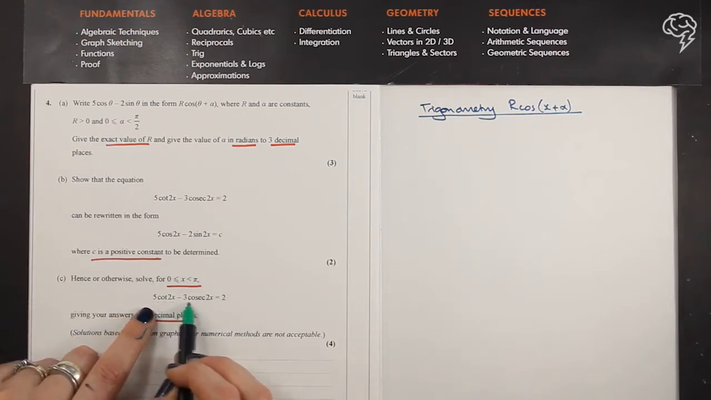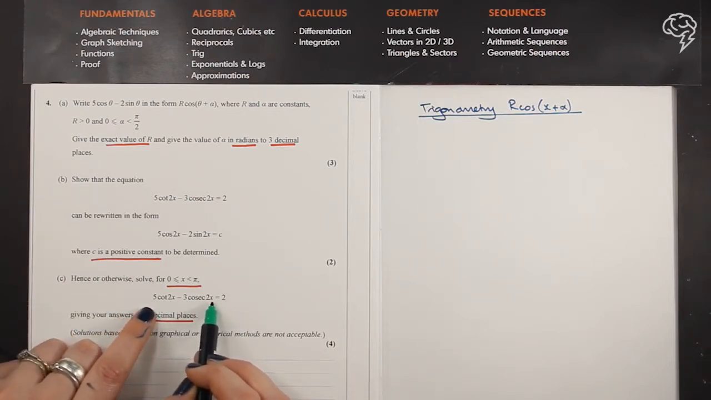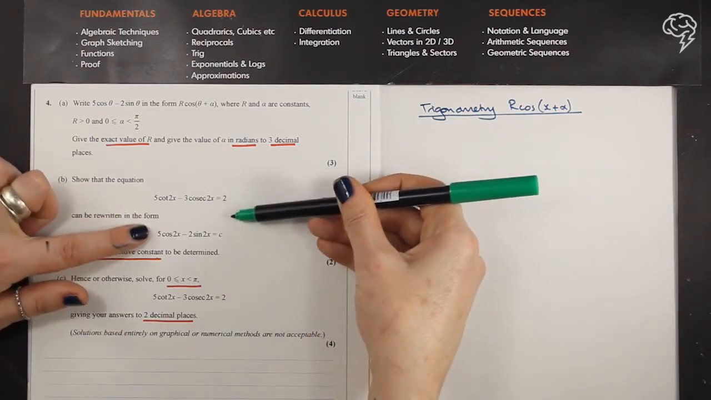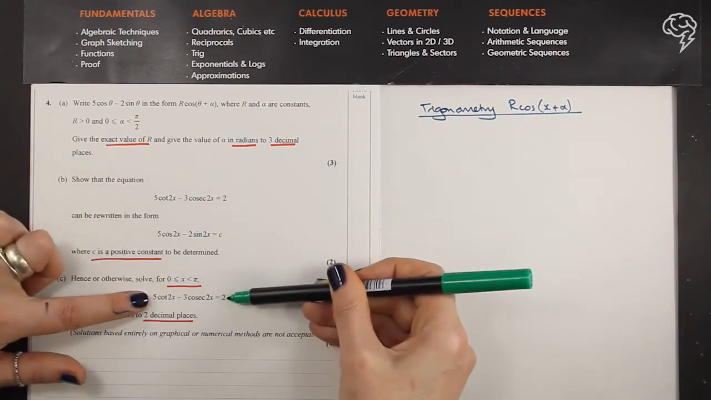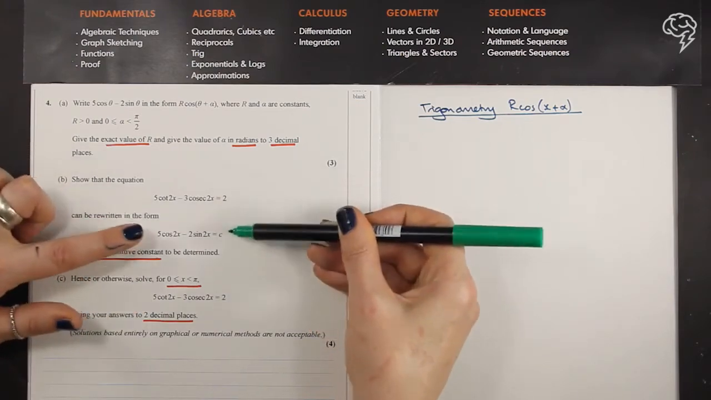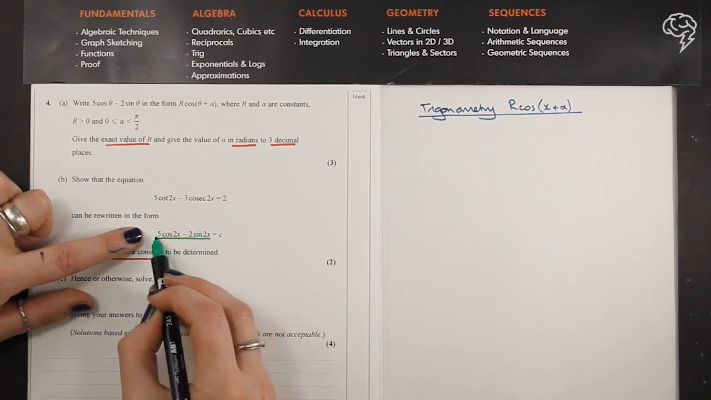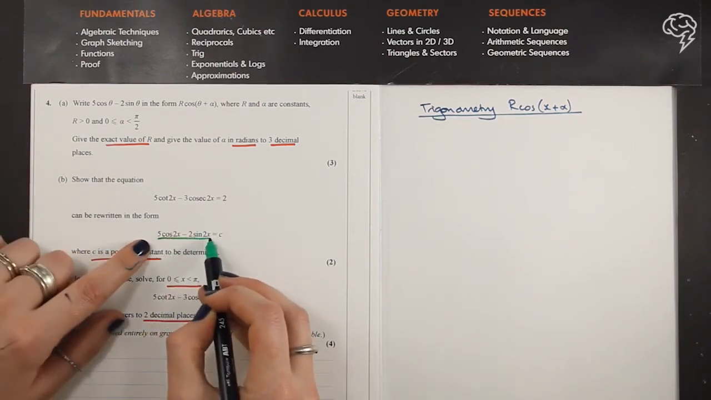So 5 cot 2x minus 3 cosec 2x equals 2 has already been manipulated in part B down to here. So solving this equation is the same as solving this equation. This equation on the left-hand side has 5 cos 2x minus 2 sin 2x.